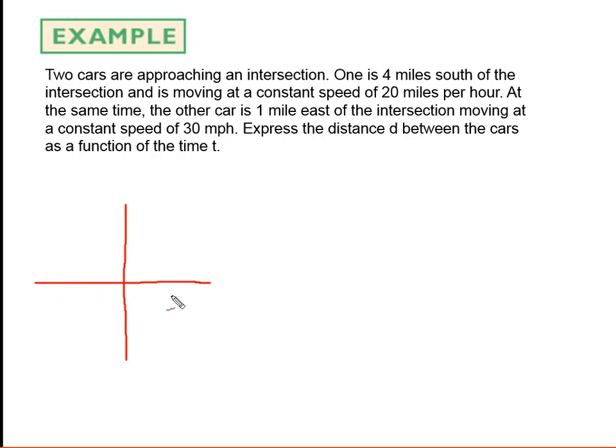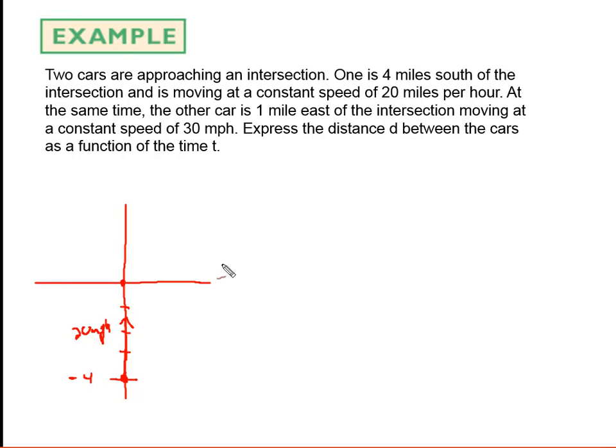Okay, so the first car is 4 miles south of the intersection. So if this is the intersection of the two roads, I'm 4 miles south down here. So let's say I'm at 4 miles. Now technically this would be -4: -1, -2, -3, -4. But I'm 4 miles south here. Now I'm moving at a constant speed of 20 miles per hour. So this point is moving in this direction, and it's moving at 20 miles per hour. Okay, so that's the information I have here. That's sloppy. That should say mph. 20 mph is how that's moving.